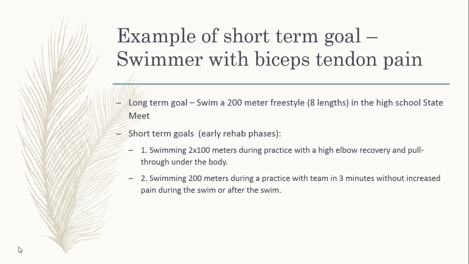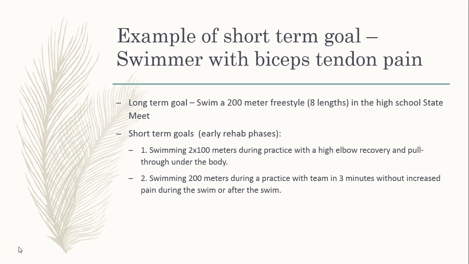So here's an example of a short-term goal for a swimmer. The biceps tendon, if you remember from anatomy, is in the anterior aspect of the shoulder, and the long head of the bicep attaches to the superior aspect of the labrum. And so often, if you have a patient who has shoulder injuries, they will have pain in their biceps tendon and pain in their labrum. Okay, so we always want to consider that.